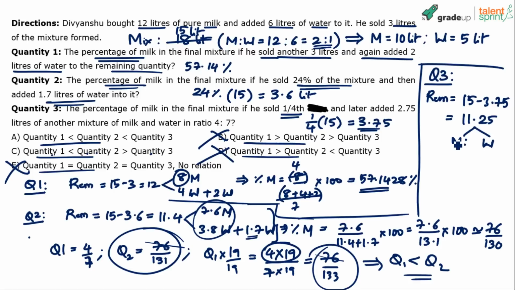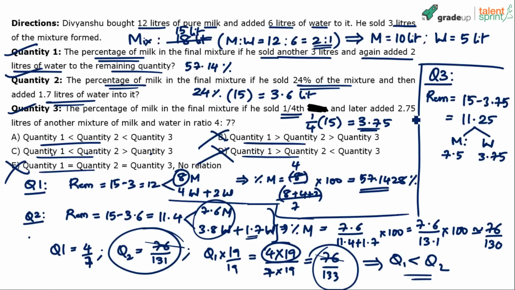2:1. I think we'll get 7.5 and 3.75. 7.5 and 3.75 add to 11.25 and the ratio is 2:1. You're getting it? Whatever we have done in 1 and 2, similar process here. Now what happens here? He sold 1/4, so remaining is 3/4. In that remaining 3/4, we have found how much is milk and how much is water.